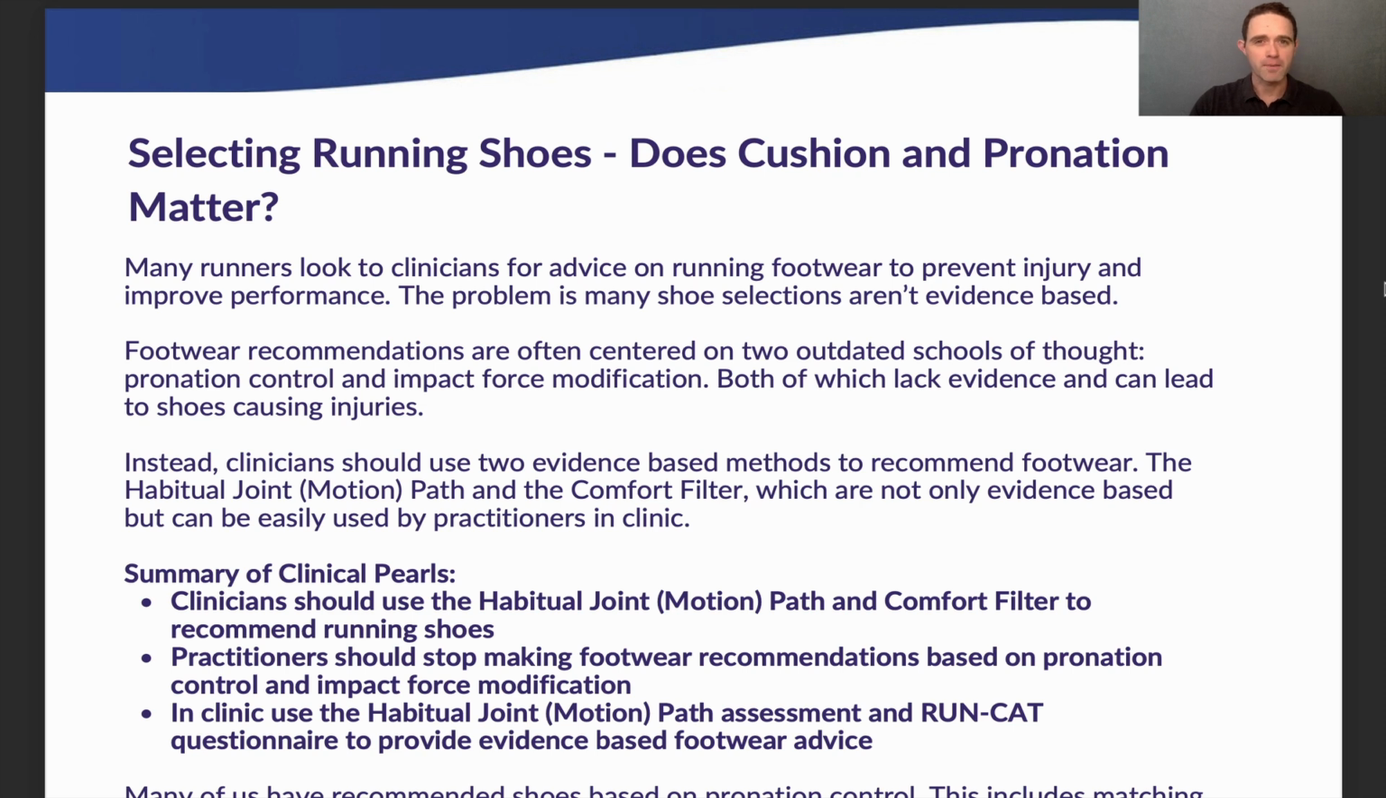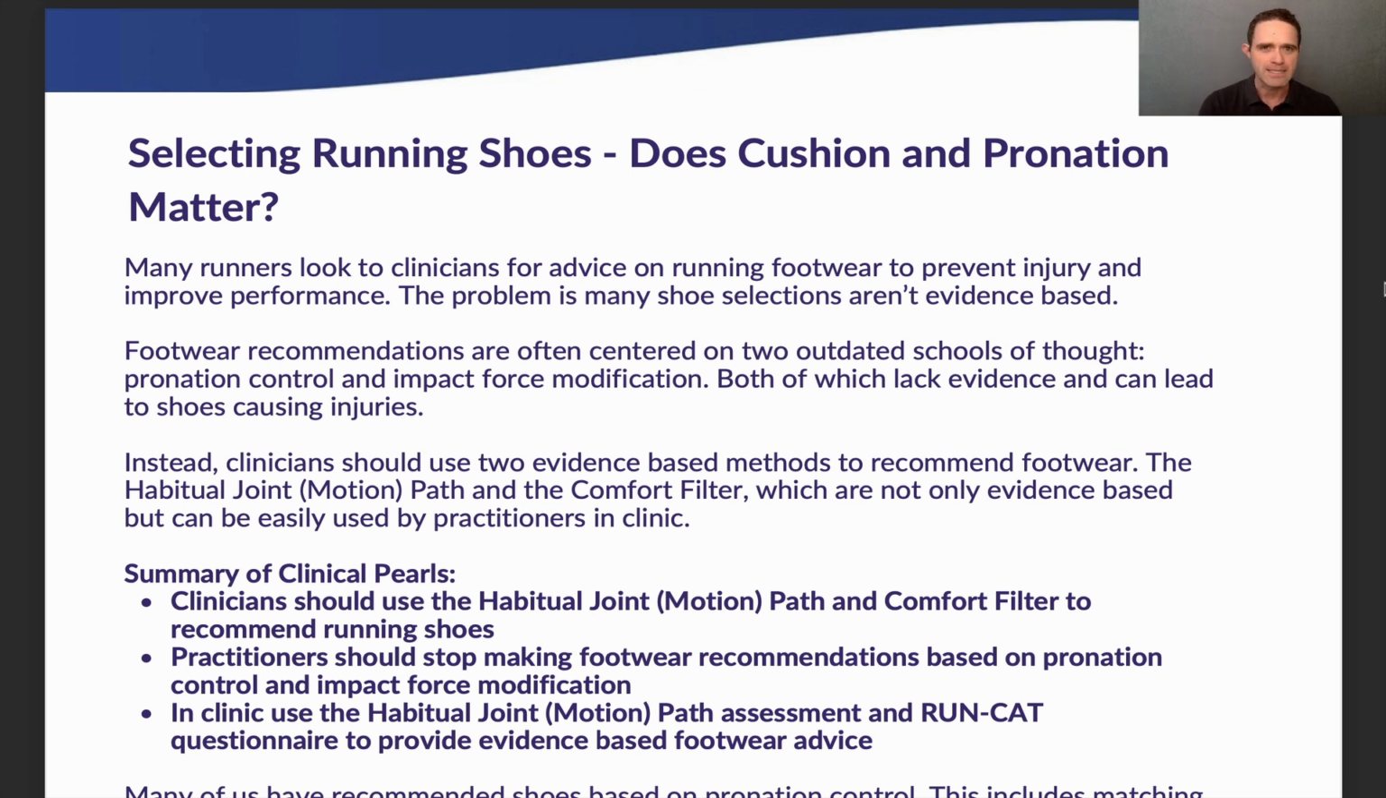In this video, we're going to be going over how to make footwear recommendations for runners. Furthermore, we're going to talk about whether cushion and pronation control actually matter. And lastly, we'll go over a step-by-step process of how to exactly choose running shoes for your patients and runners to make sure they're evidence-based and make sure they're not creating injuries.